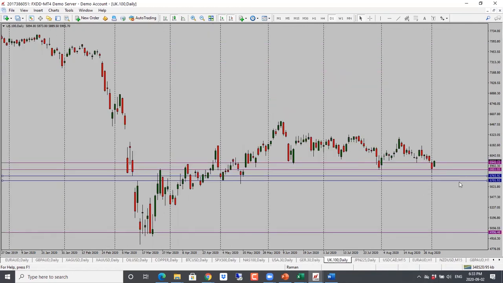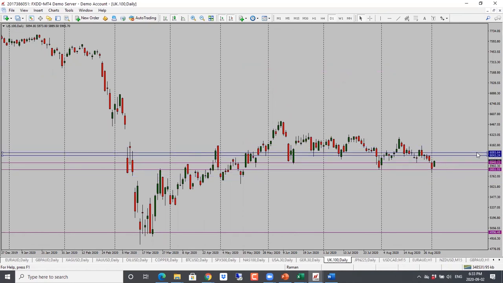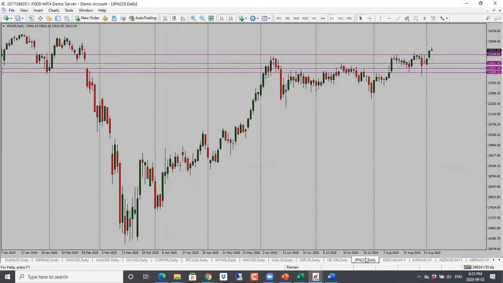FTSE here, FTSE also turning around here, looking bullish. Next target is 60.50 and then 60.75, 60.85. So bullish bias here for FTSE as well.